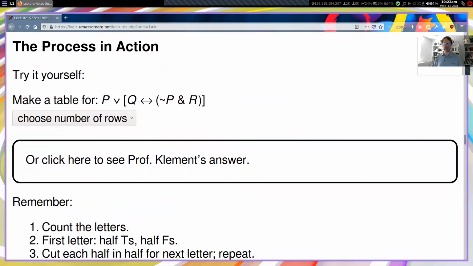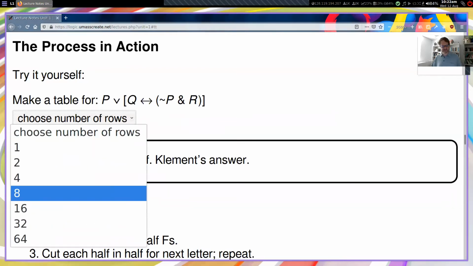Suppose we're doing this statement here. We're making a table for P or Q if and only if not P and R. So let's count how many different letters there are in this statement. There's P, Q, and R. There are 3 different letters. P occurs more than once, but we don't count it twice. We count P once for the 2 occurrences of P. So when you have 3 different letters, it means you need 8 rows. So choose number of rows, I'm going to say 8.